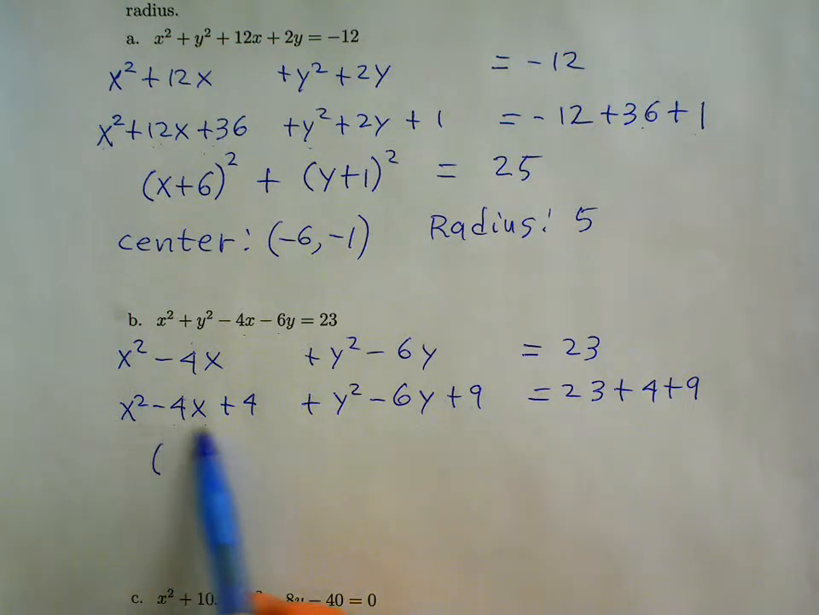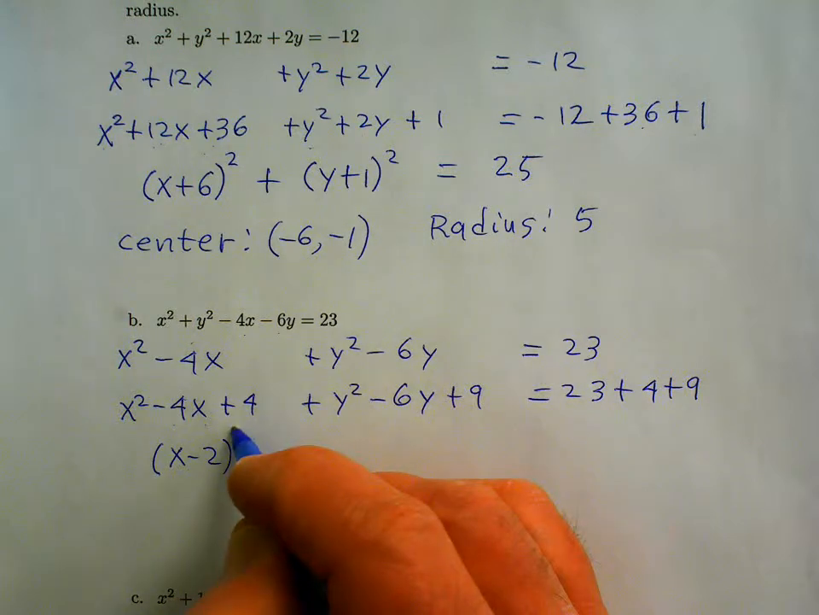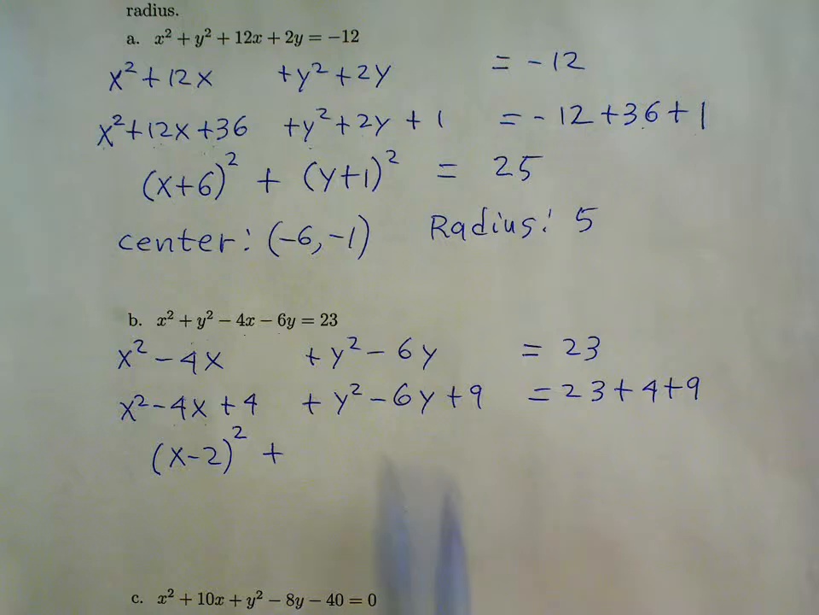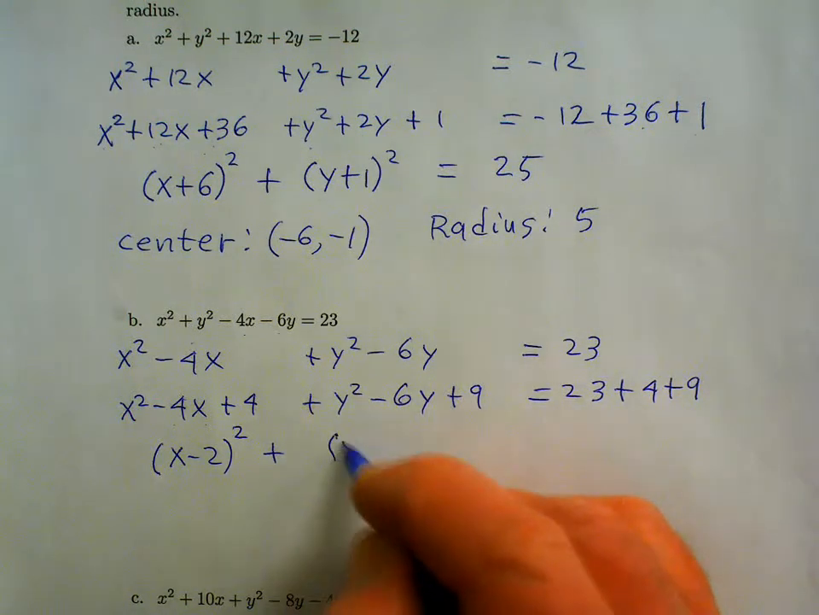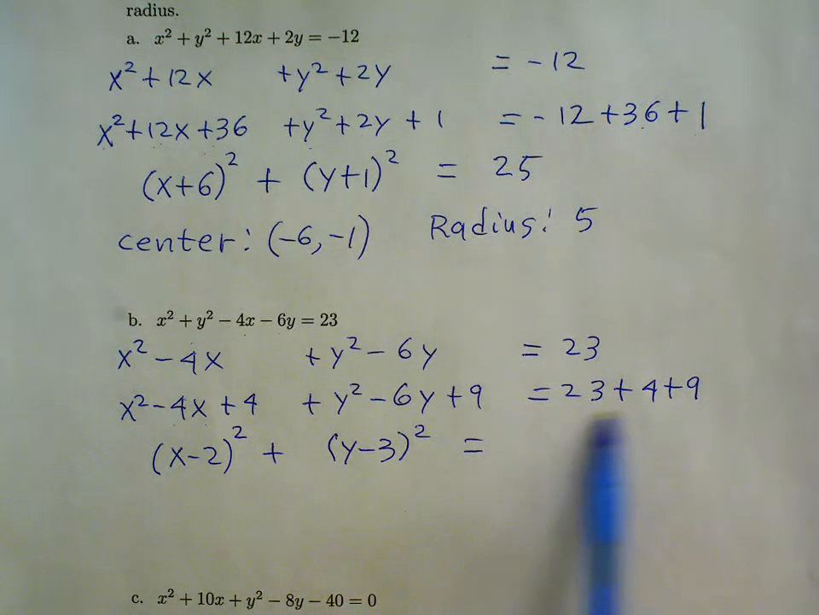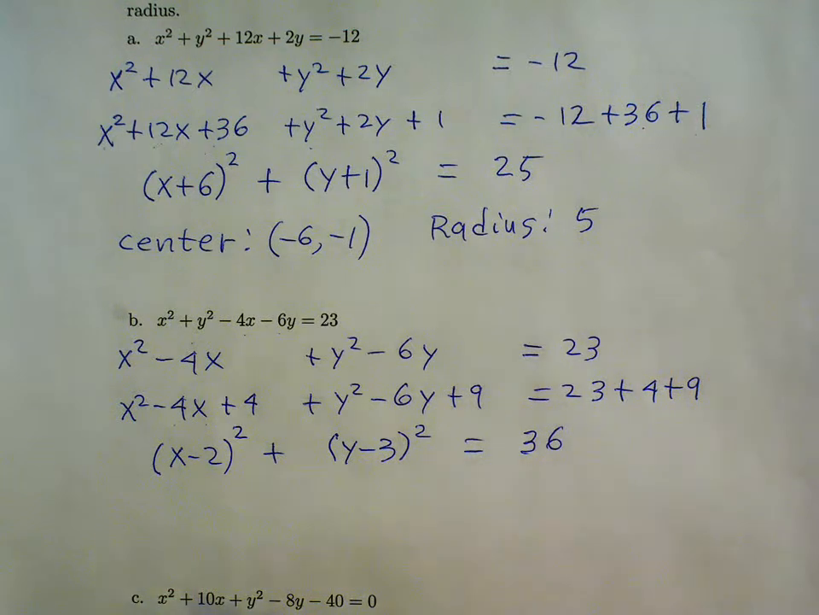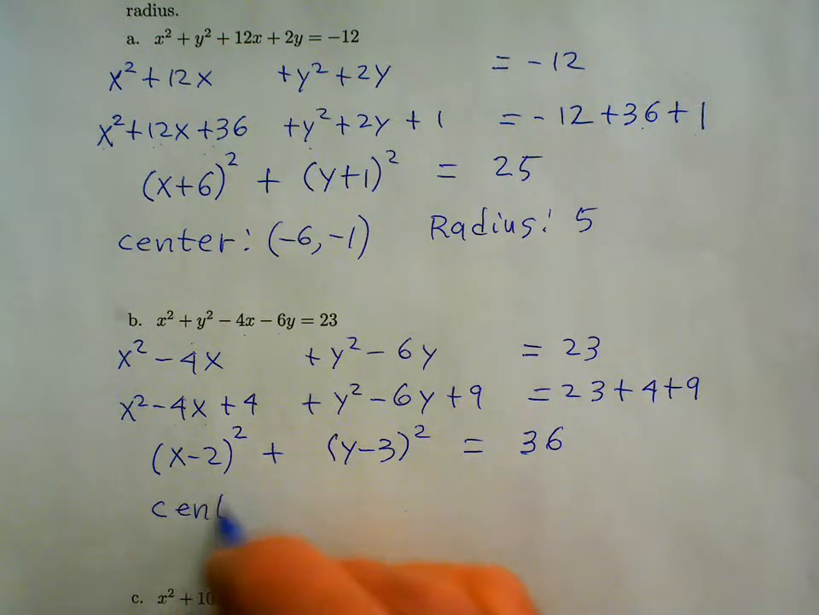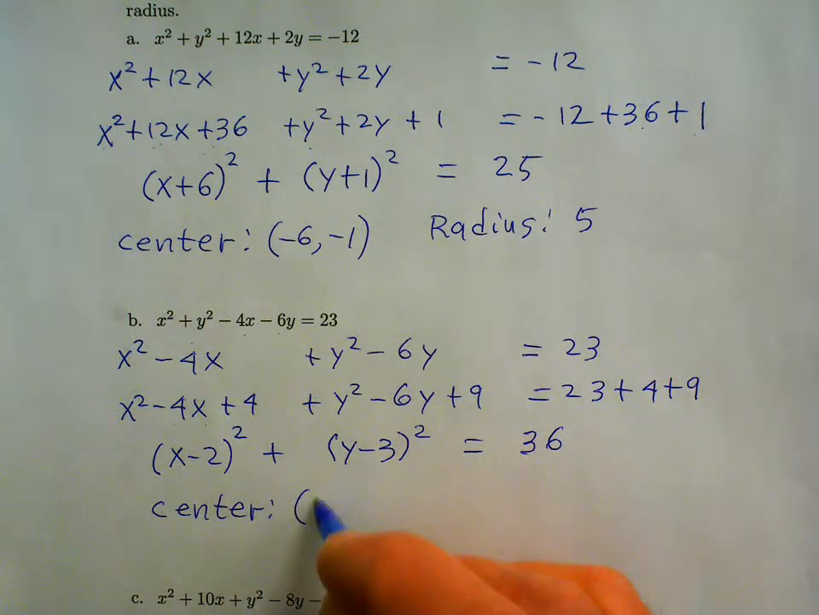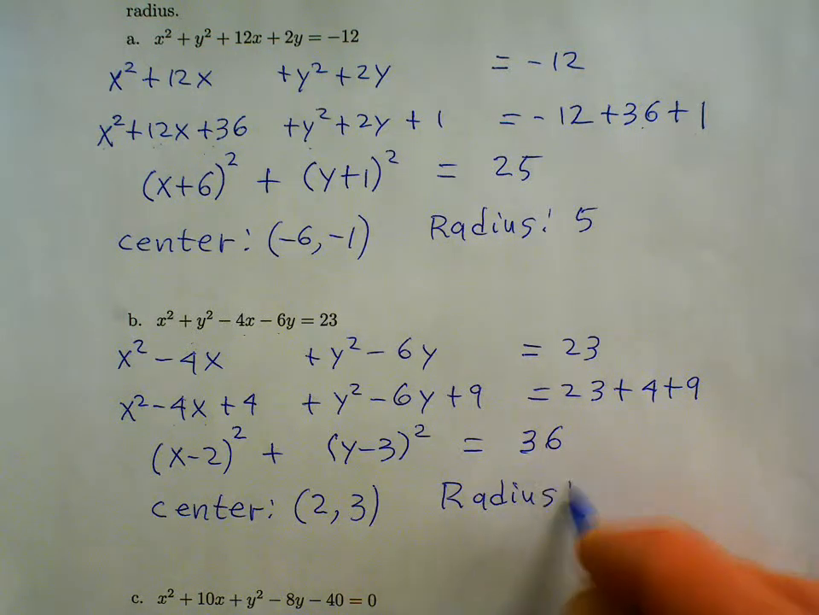X squared minus 4x plus 4 is equal to the binomial x minus 2 squared. And y squared minus 6y plus 9 is equal to the binomial y minus 3 squared. And then 23 plus 4 plus 9 is 36. So the center is the ordered pair 2, 3, and the radius is 6.